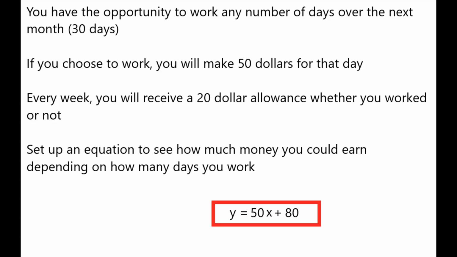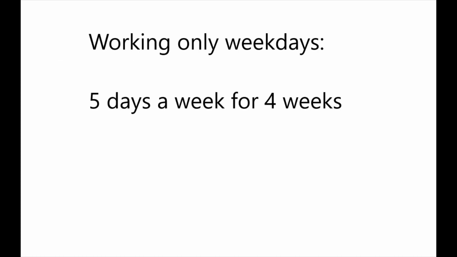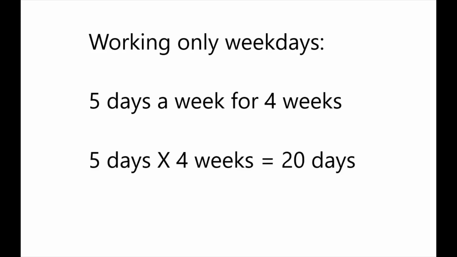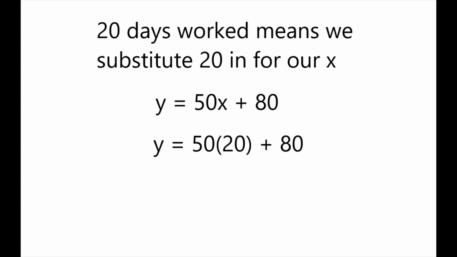And now I can just plug in a number for x that's equal to how many days I want to work that month. So let's say I only want to work on the weekdays and not the weekends, then that's 5 days a week, 4 weeks, which would be 20, right? 4 times 5 is 20. So we could plug 20 in for our x value to see how much money we would make at the end of the month if we worked 20 days, or 5 days a week. So when we substitute our 20 in for x, then we're going to multiply 50 times 20, which will give us 1,000, and then we'll add our 80 that's still there at the end.